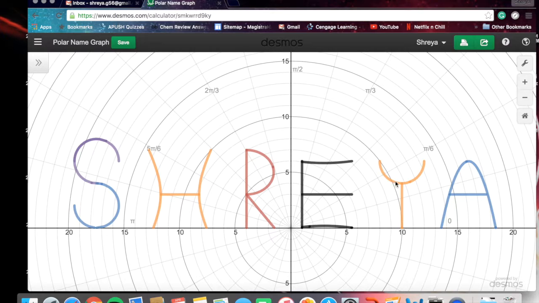connection. The top of the Y is made up of a semicircle. I use restrictions on r sine theta to restrict the graph to the bottom half of the circle.